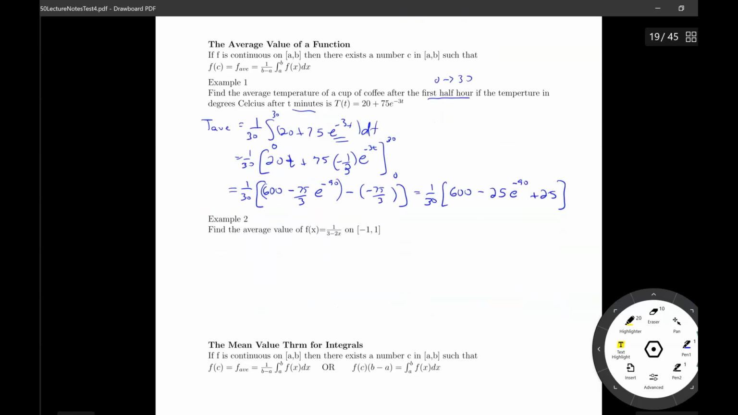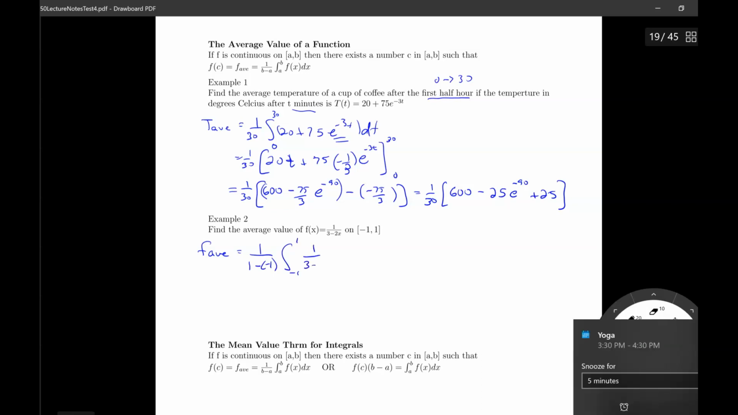All right, let's try a different problem. If I want to find the average value of this function on this interval, the f sub average will be 1 over (1 subtract a negative 1). Be really careful with that, between negative 1 and 1.